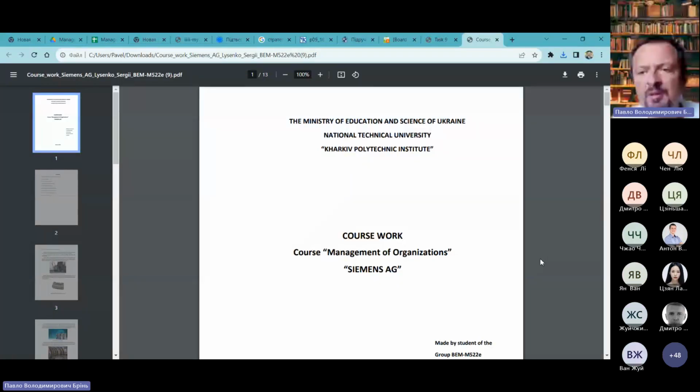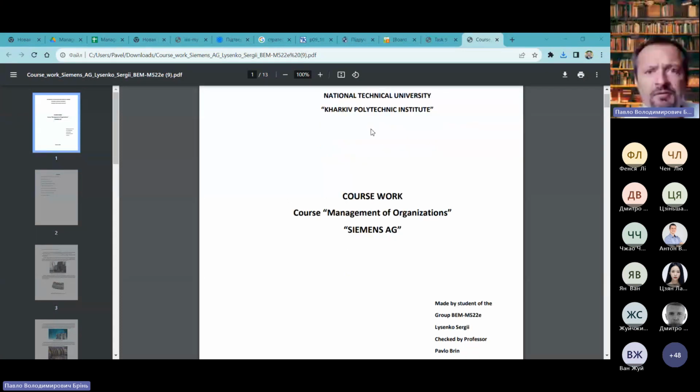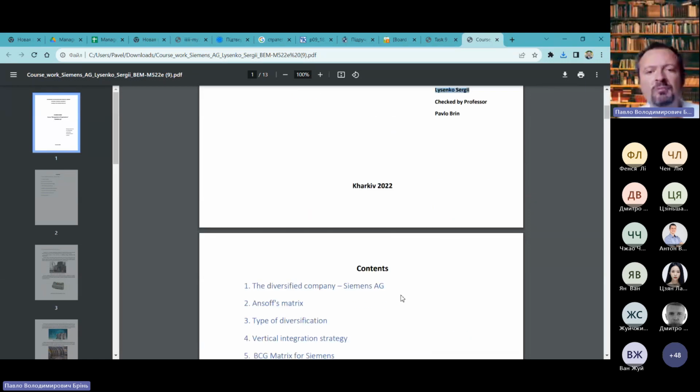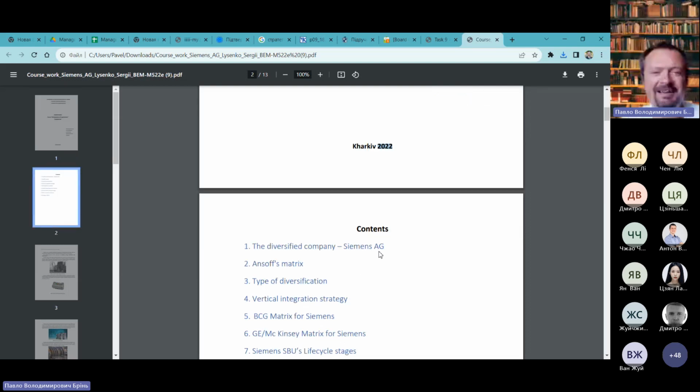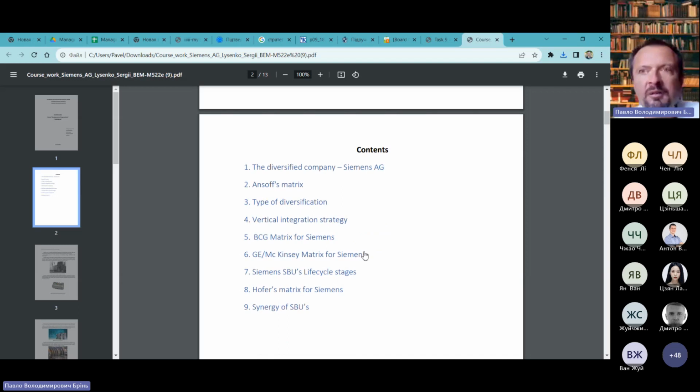Okay, here is an example of a course paper. It is the course paper prepared by last year's students. First of all, you have to prepare the title page. On the title page, your group and your surname should be written. Here you can see 2022, but you will have 2023 because it is the year of your study.